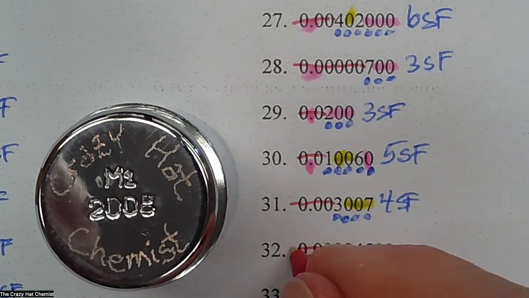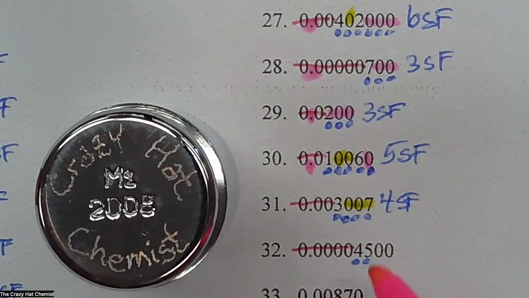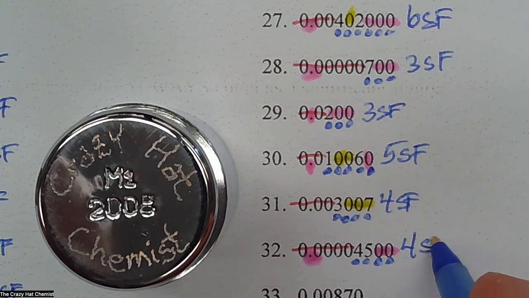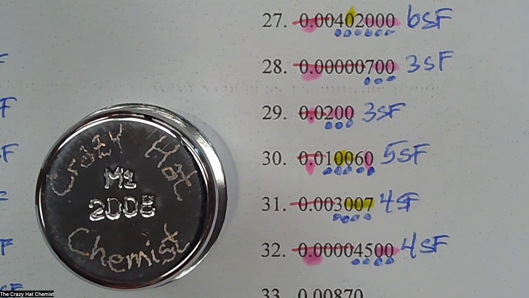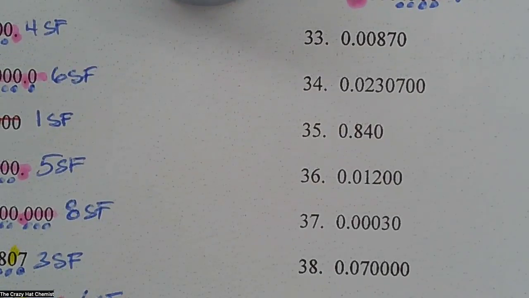Leading zeros never count. Non-zero integers always count. Trailing zeros count when there's a decimal. Oh yeah, there's a decimal. These trailing zeros count. That's 4 significant figures. Okay, I'm going to scroll this on up here again. So let's see how far we can get with this. Okay, we are almost to the end here.